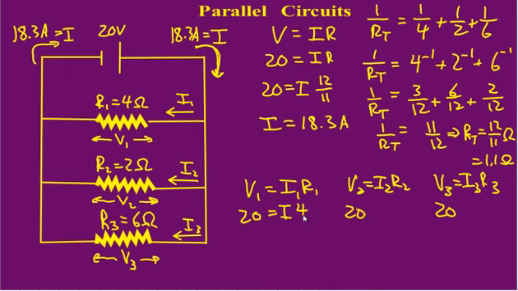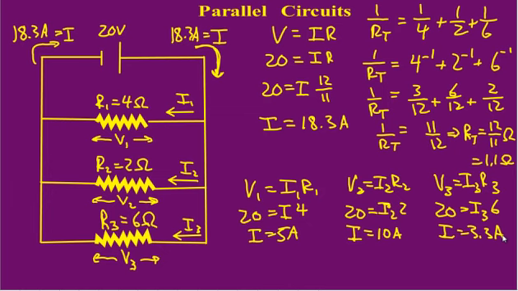4 ohms for resistor 1, 2 ohms for resistor 2, and 6 ohms for resistor 3. Like that. And when we solve this, we're going to get 5 amps, 10 amps, and 3.3 amps. Like so. Okay? So I'll just write the numbers here: 5 amps, 10 amps, 3.3 amps.